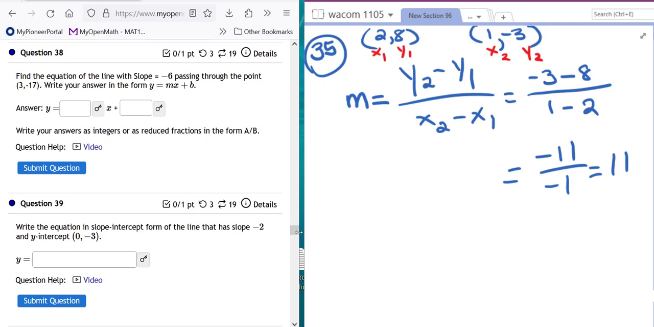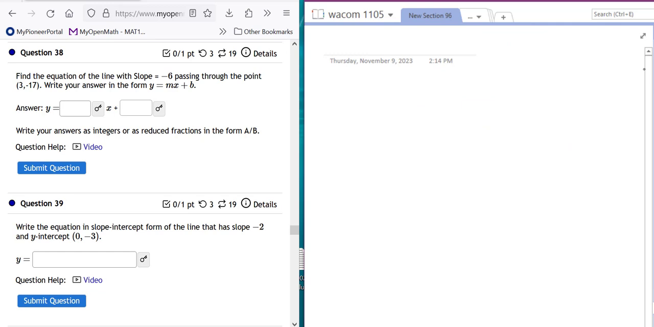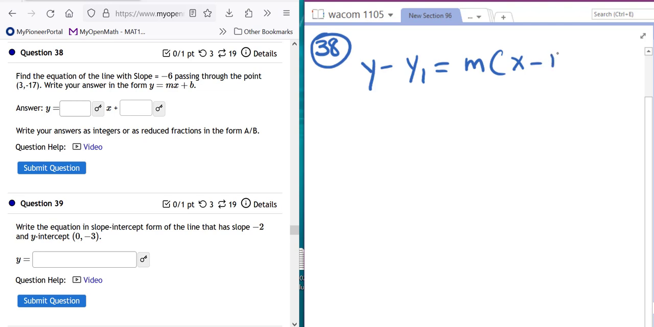All right, so 38 is a good question. This asks us to write the equation of the line. Your formula that you need to begin with is the point slope form. Y minus y1 equals m times x minus x1. And they are giving us m equals negative 6, and we are passing through this point.